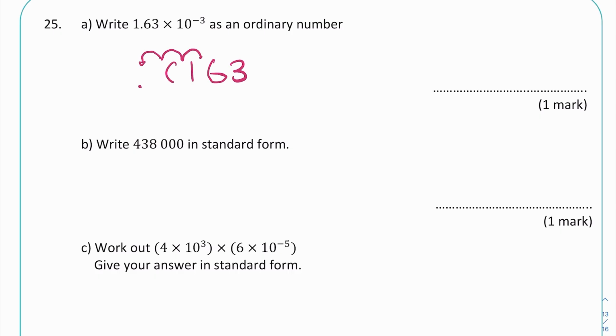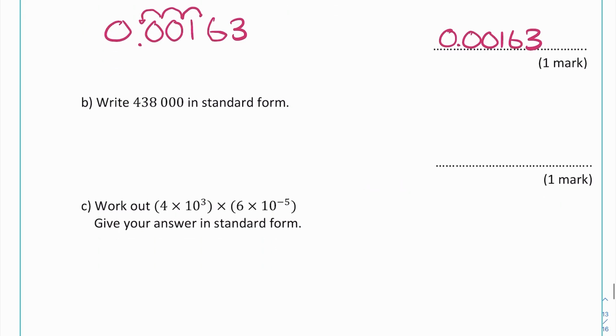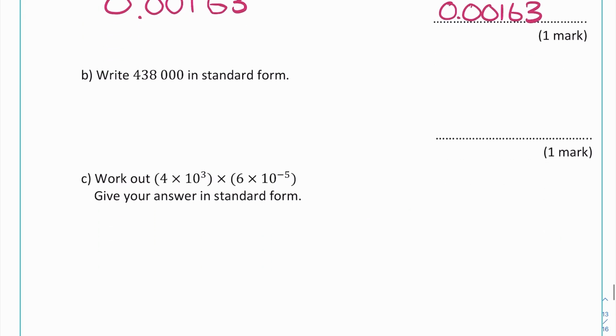Underneath each of those loops, I need to put a 0. So 0, 0, and tidy it up with a 0 at the start. So that number is 0.00163. There we go. And if it was 10 to the power of positive 3, we'd jump that decimal to the right instead of to the left. But there we go. As it turned out, it was a negative power, so we've jumped it the right way.